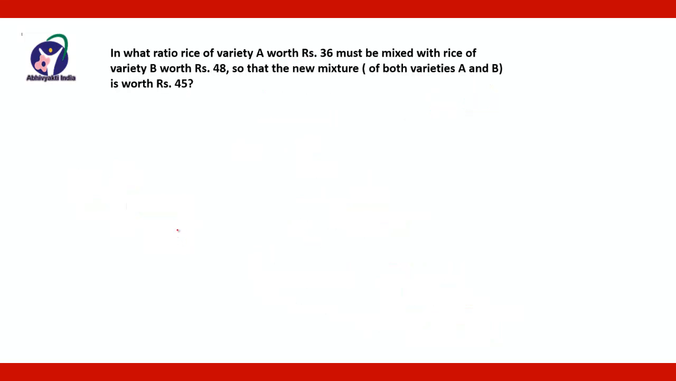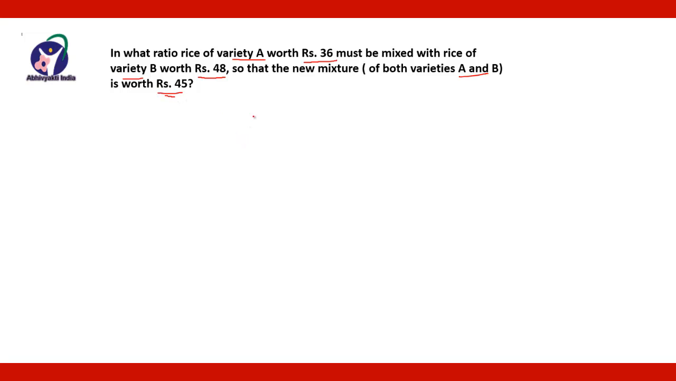The next question is, in what ratio rice of variety A worth rupees 36 must be mixed with the rice of variety B worth rupees 48 so that the new mixture of both varieties A and B is worth rupees 45.